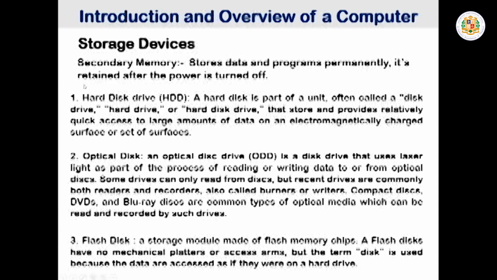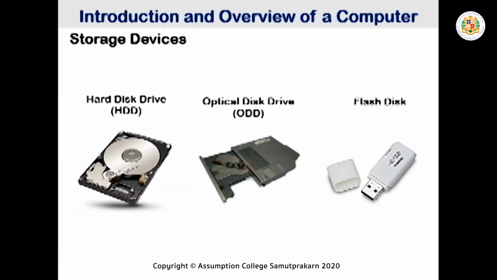Examples are the hard disk drive or the HDD. Second, we have the optical disk, or the ODD. Next, we have the flash disk, or what we call the flash drive. So these are examples of secondary memories. This is how secondary memory looks like: you have the HDD, the ODD, and the flash drive.